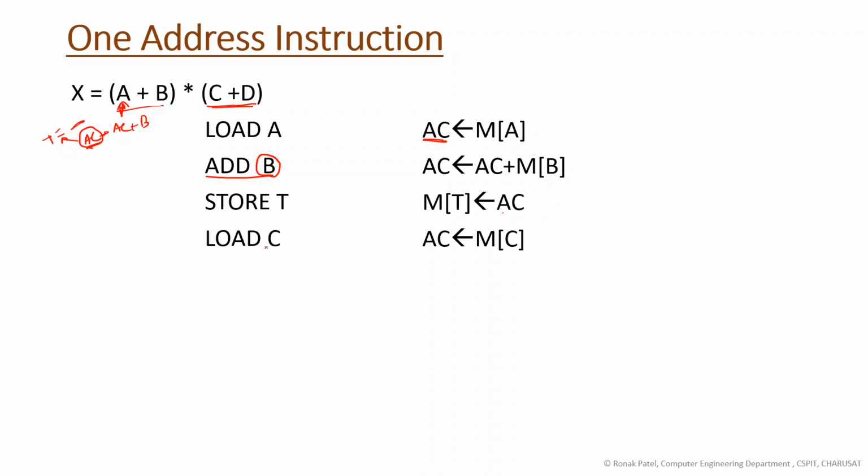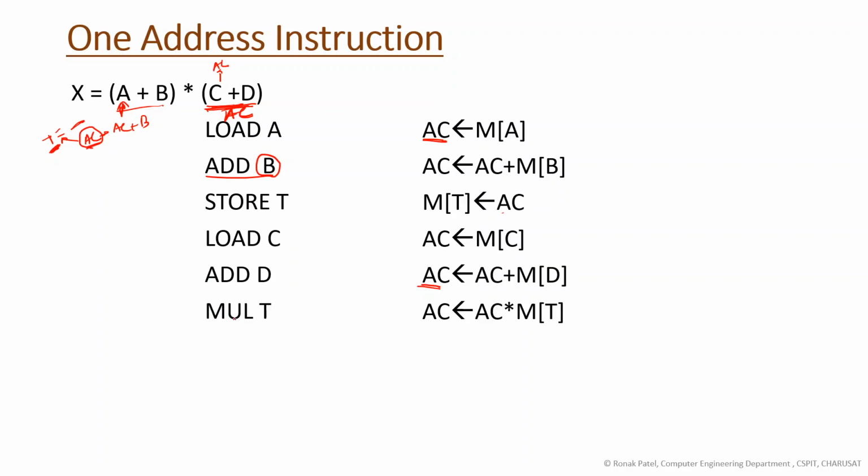Now load C. Whatever steps we followed here, the same thing will be done here. So AC, then addition with D. So add D, it will perform the addition operation. Then what you need to do? This summation is now in AC. Where is the previous summation? It is at this memory location.